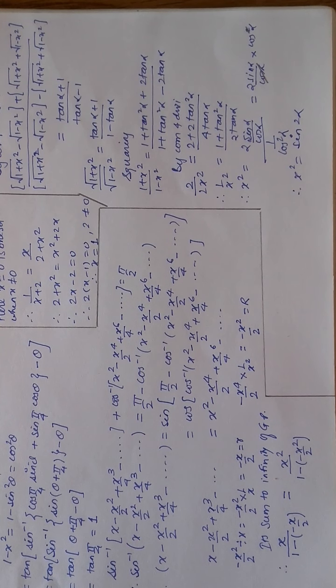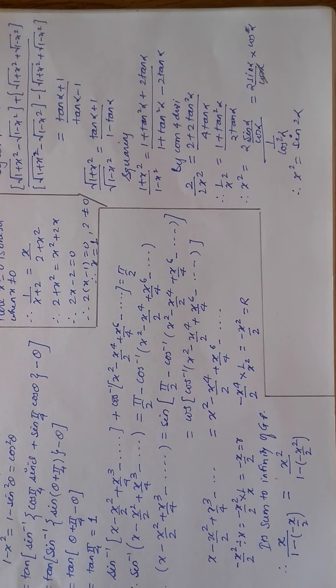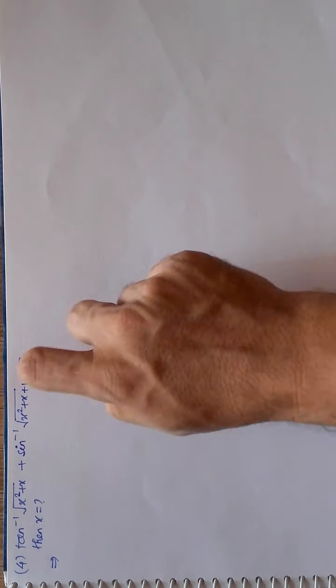Now let us further move to some logical questions. Now let us go to this particular interesting question. It is tan inverse under root x square plus x plus sin inverse under root x square plus x plus 1 is equal to pi by 2. This pi by 2, when it is there, it strikes us very nicely. We see, is it in the form of sin inverse x plus cos inverse x? No, it is not there. It contains tan and sin inverse.